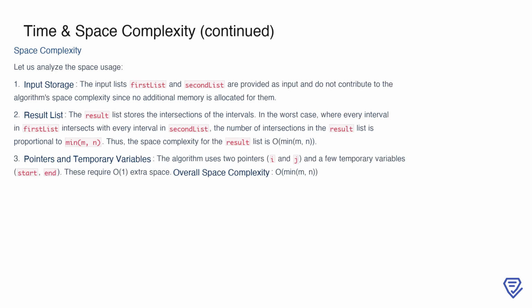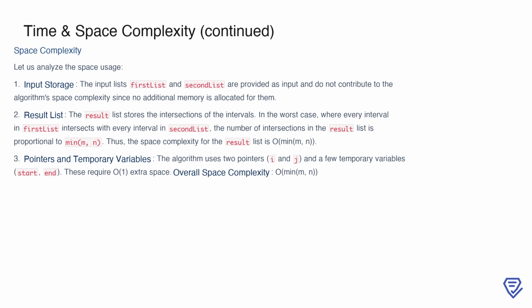Now, let's examine the space complexity. The input lists first list and second list are provided as inputs and do not require additional memory allocation, so they do not contribute to the algorithm's space complexity. The result list, on the other hand, stores the intersections of the intervals. In the worst-case scenario, where every interval in first list intersects with every interval in second list, the size of the result list is proportional to the smaller of the two input sizes, or O(min(m, n)).